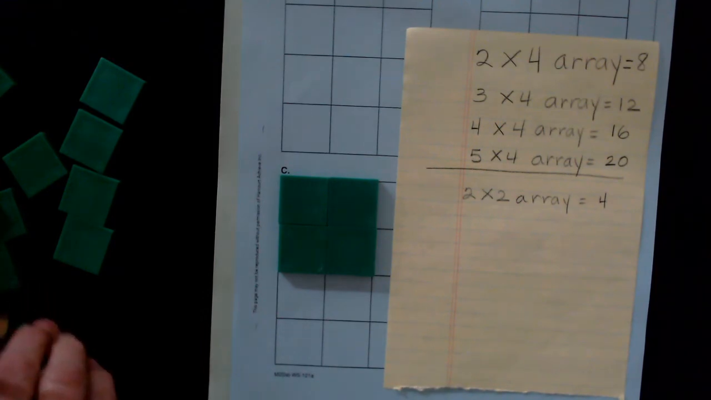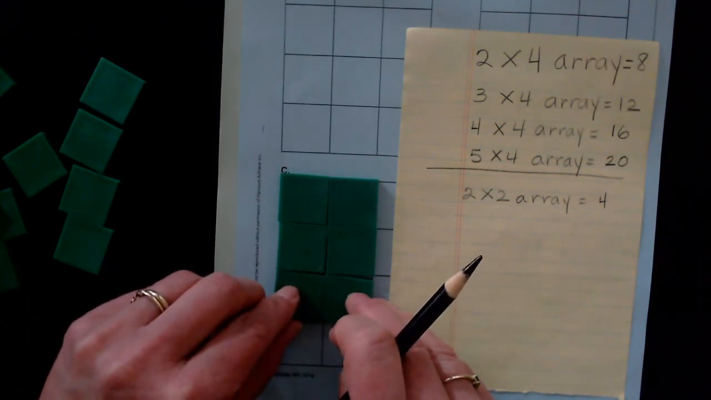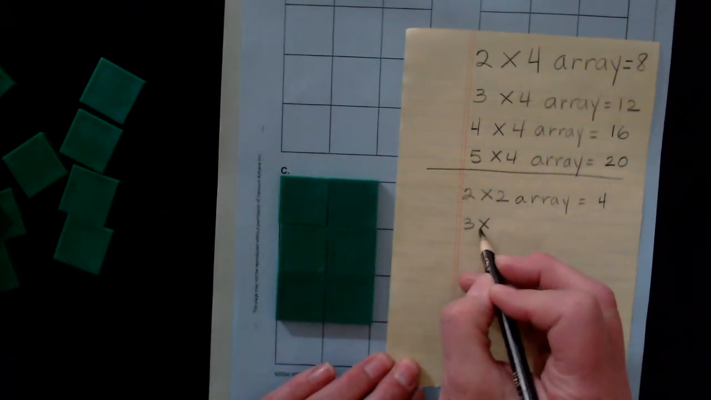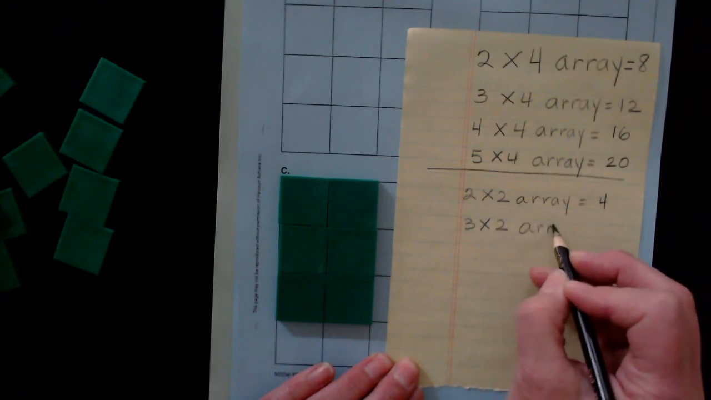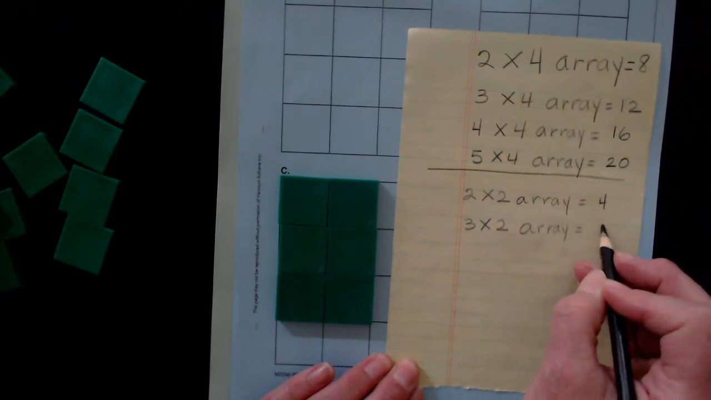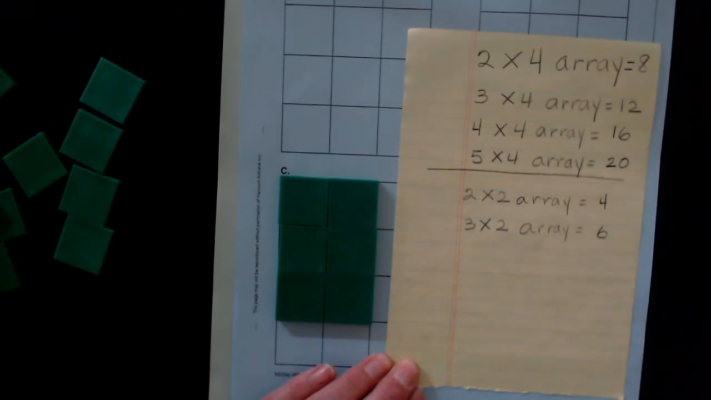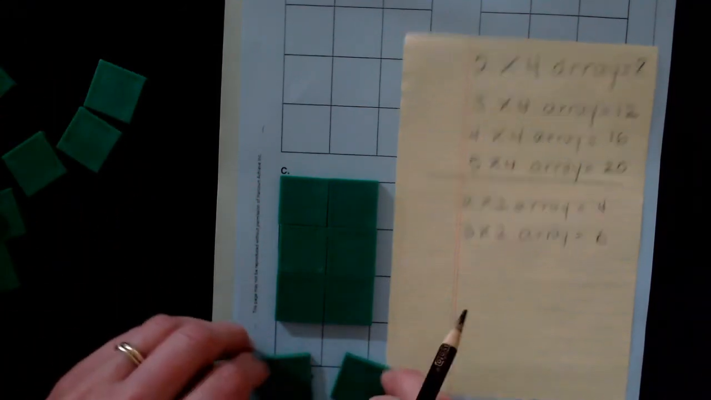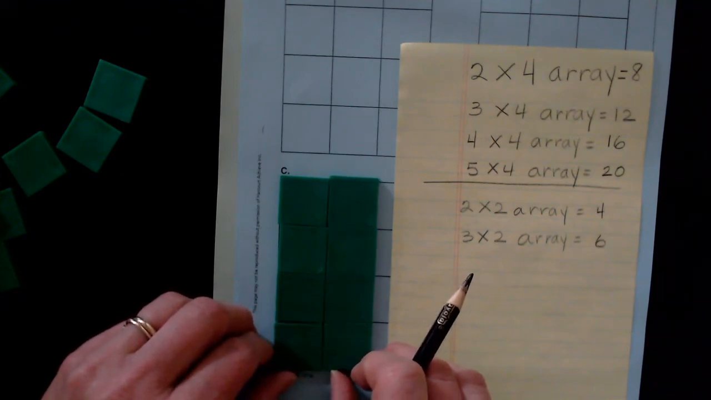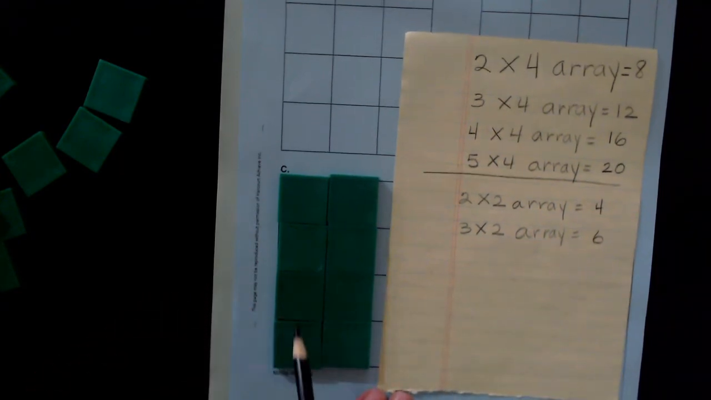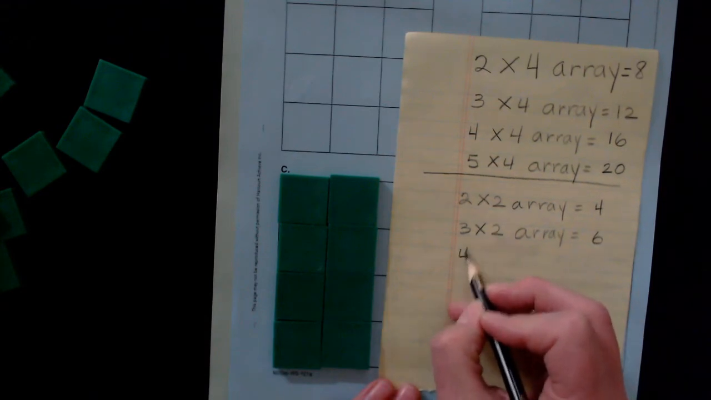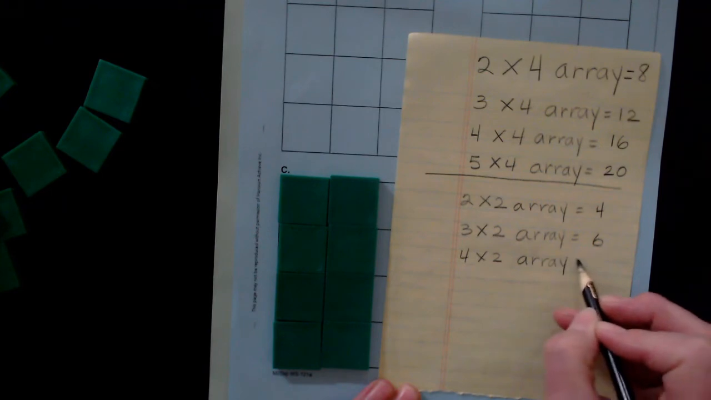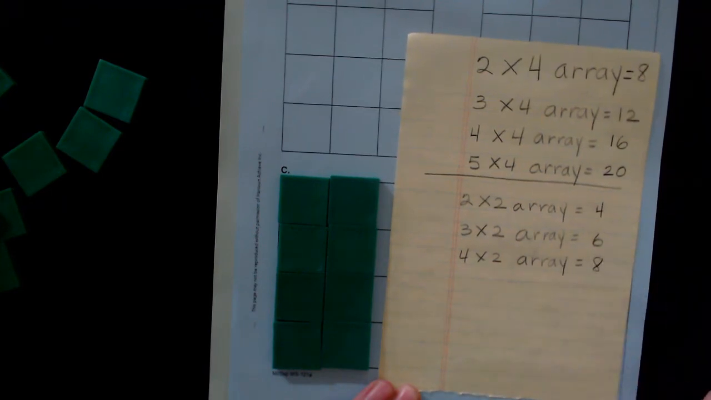Let's make it a 3 times 2. So we add one more row of 2. Now, how do we label our array? 3 times 2 array equals, you got it, 6. All right, one more. A 4th row. So now we have 1, 2, 3, 4 rows with 2 in each row. So a 4 by 2 array, and that equals 8.